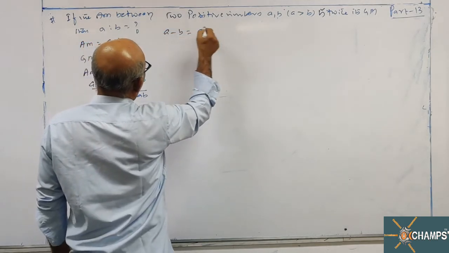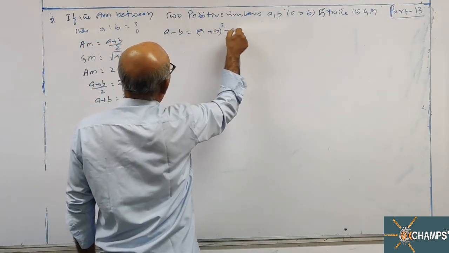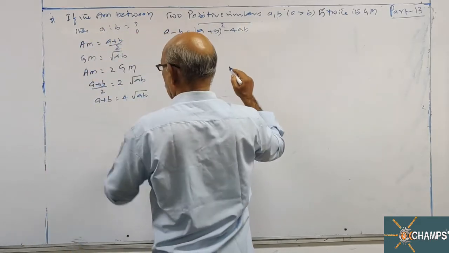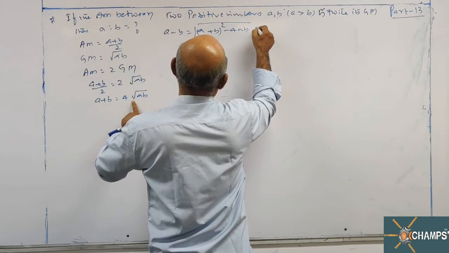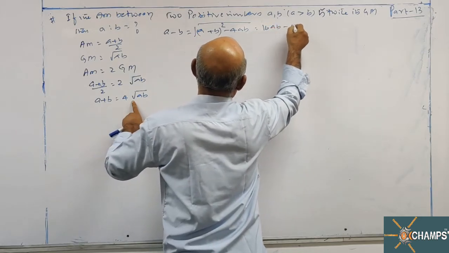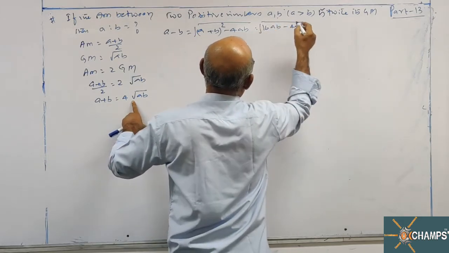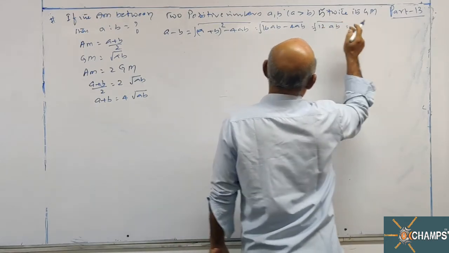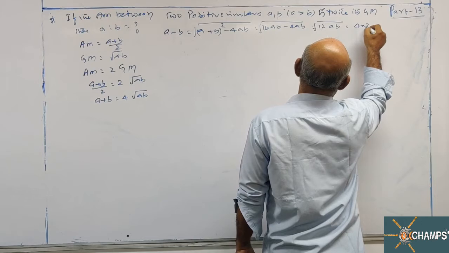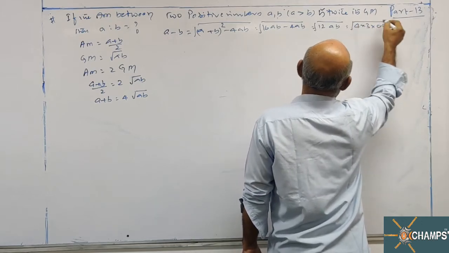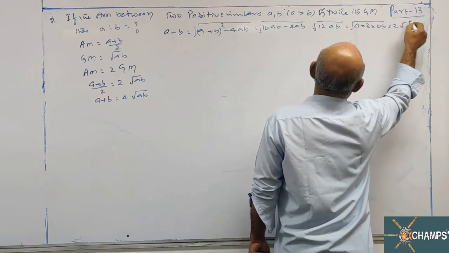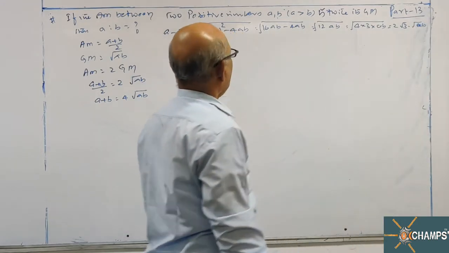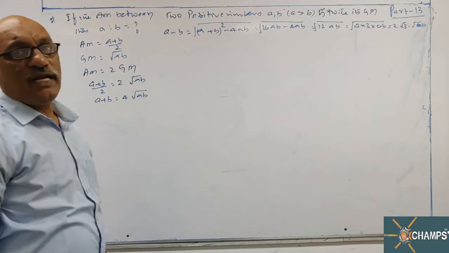A minus B is equal to A plus B whole square minus 4AB under root. So A plus B is 4 root AB, so 16AB minus 4AB under root. This is equal to 12AB under root. So this can be written as 4 into 3 into AB under root. This is 2 root 3 into root AB. A minus B can be written as 2 into root 3 into root AB.